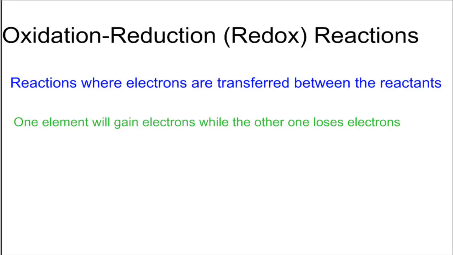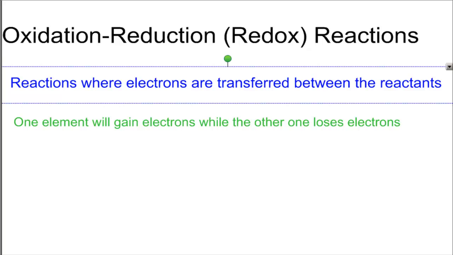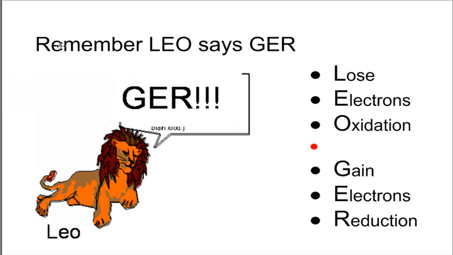Oxidation reduction reactions are also known as redox reactions. These are reactions where electrons are going to be transferred between your reactants. So one element is going to gain electrons while the other one loses electrons. So something to remember is that Leo the lion says grr.